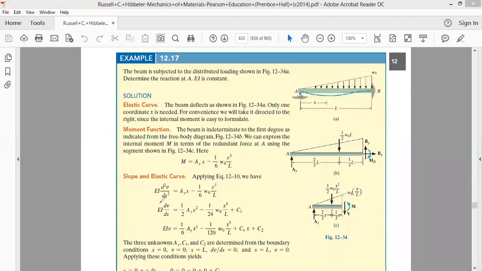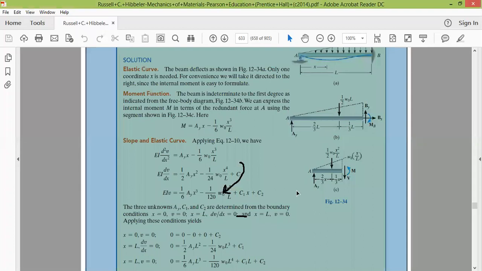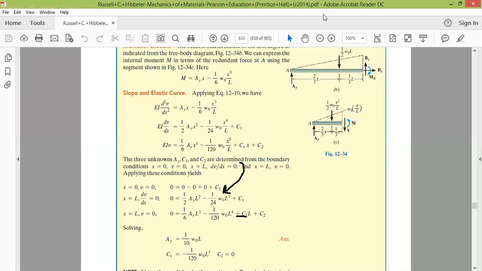We know the equation of the elastic curve is EI d2 nu by dx2 is equal to M. M is there. Okay, perform the integration once. Ay integration of x will be x square by 2, and the integration of this will be 1 by 24 w naught x raised power 4 by L plus constant of integration c1. Perform the integration again. As we perform the integration again, we'll get EI nu, that is the equation of the deflection curve, plus c1x plus c2.